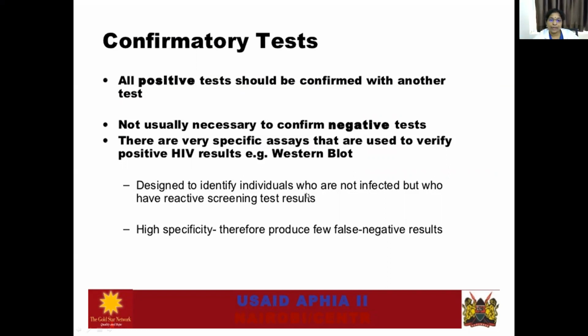It is designed to identify individuals who are not infected but who have reactive screening test results. It has high specificity. Therefore, it will produce few false positive results. Okay, we can depend on this Western blot test result, and it is called a confirmatory test.